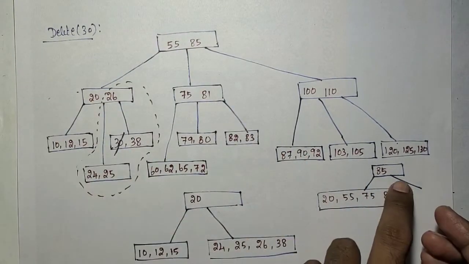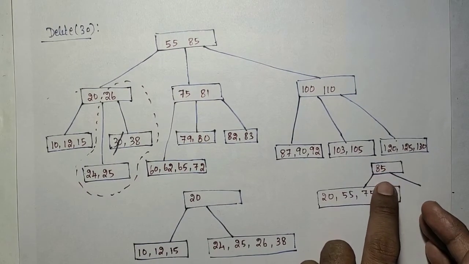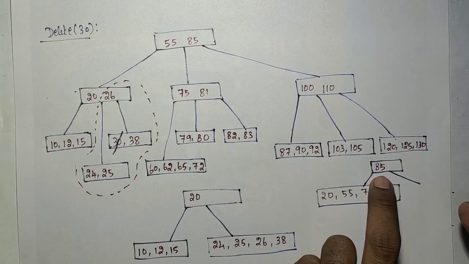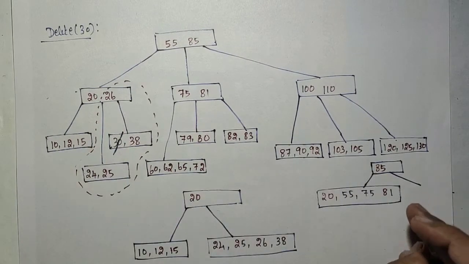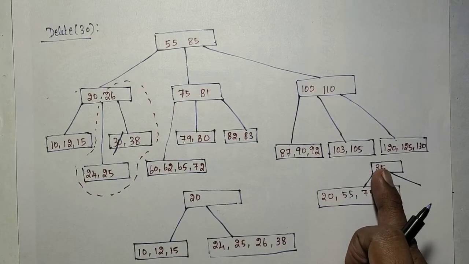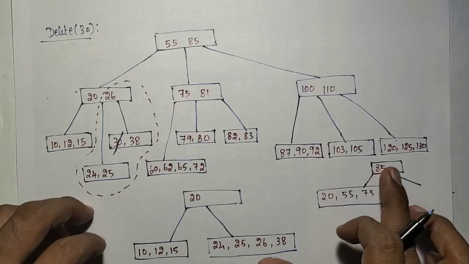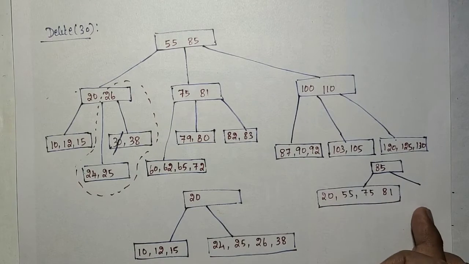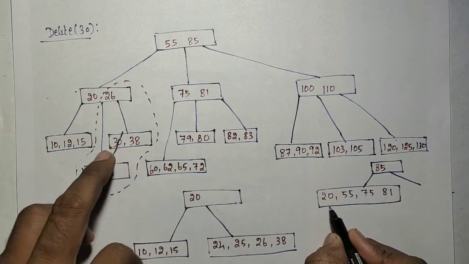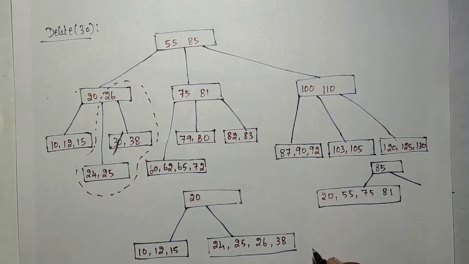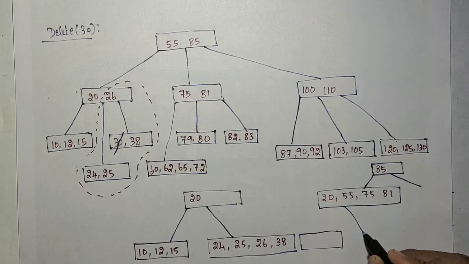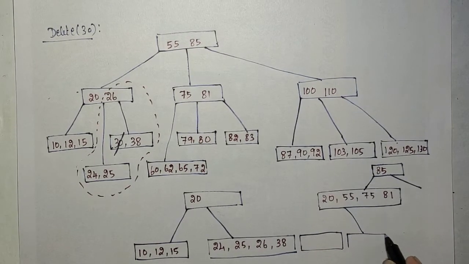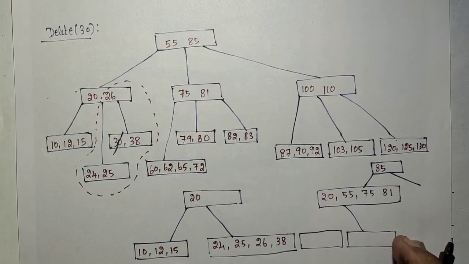Here it is having only one element, but it is a root. For the root, the minimum number of elements is only 1. For other nodes the minimum number of elements is 2. So it's still satisfying the B-tree property, so we can continue. Now the left of the 20 will be the same, that is 10, 12 and 15, and the right of the 20 will be this node, that is 24 and this one.